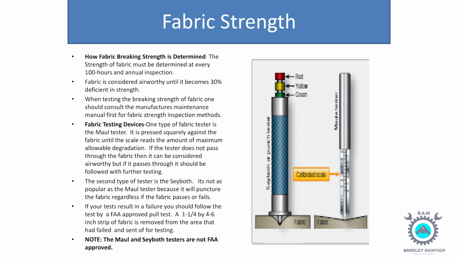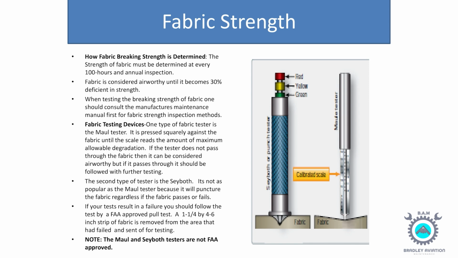Fabric strength. How fabric breaking strength is determined. The strength of fabric must be determined at every 100 hours and annual inspection. Fabric is considered airworthy until it becomes 30% deficient in strength. When testing the breaking strength of fabric, one should consult the manufacturer's maintenance manual first for fabric strength inspection methods.